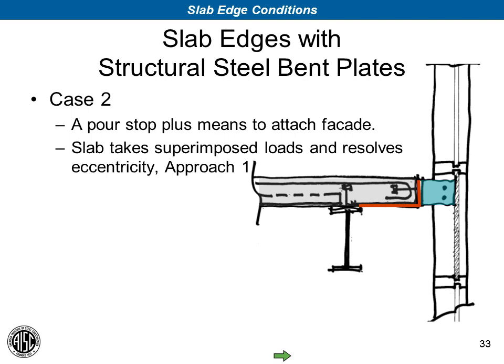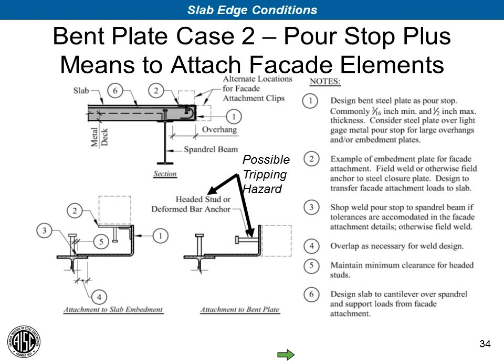So in the second case, the designer might not want to count on the slab acting as a cantilever beam in approach 1, but does want to weld the facade to something more substantial than a light gauge metal pour stop. In this case, the slab still takes the full design load, but we need to transmit the loads from the facade itself into the slab using the bent plate, as you see here. So when the bent plate serves as both the pour stop and the means of attaching the facade to the slab edge, the facade loads must be transferred from the bent plate into the slab.